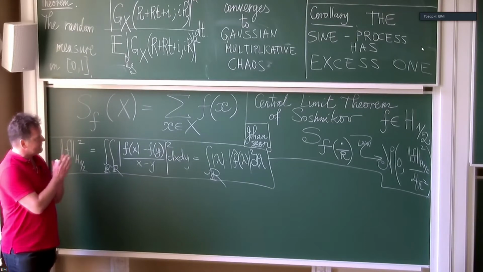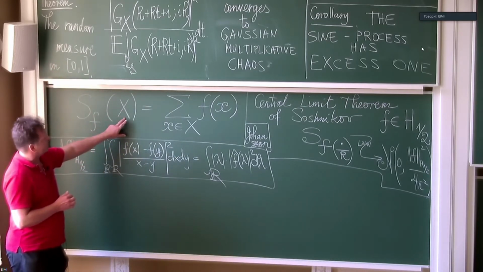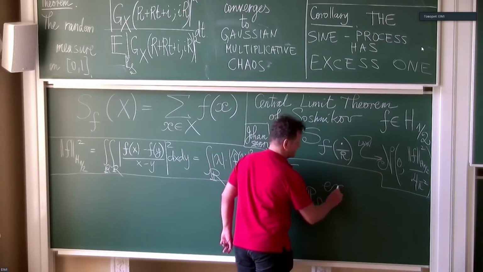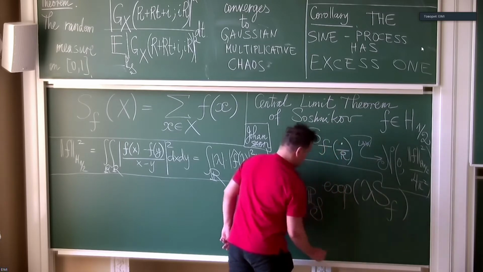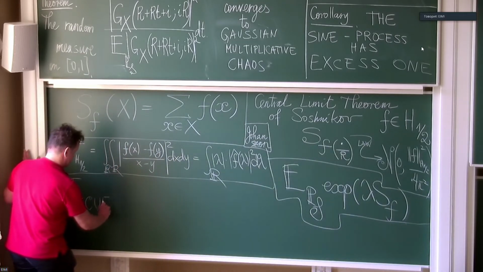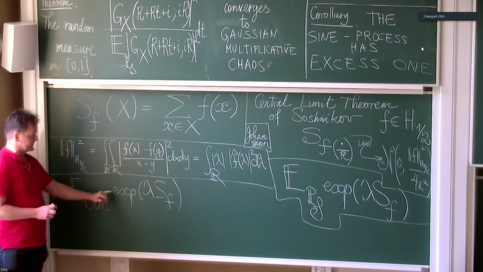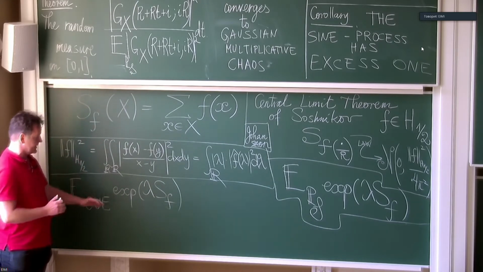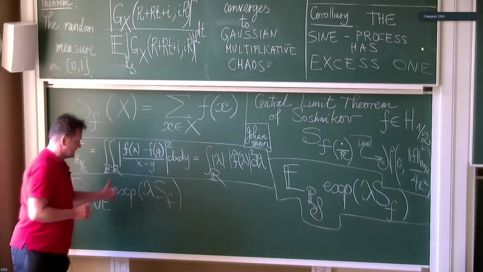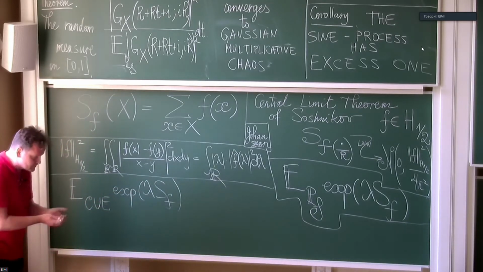In the case of random unitary matrices, if X, instead of a point configuration, were the spectrum of an infinite unitary matrix, then this expectation, here I write expectation with respect to the sine process of the exponential moment, if I were considering not the sine process but the circular unitary ensemble, so that X would have been the spectrum of a random unitary matrix distributed according to the Haar measure, then this would be just a Toeplitz determinant with symbol e^{λf}.